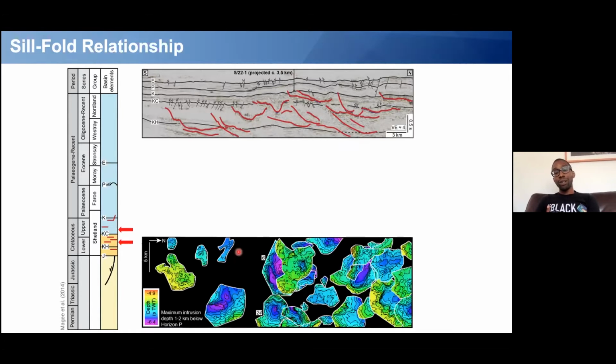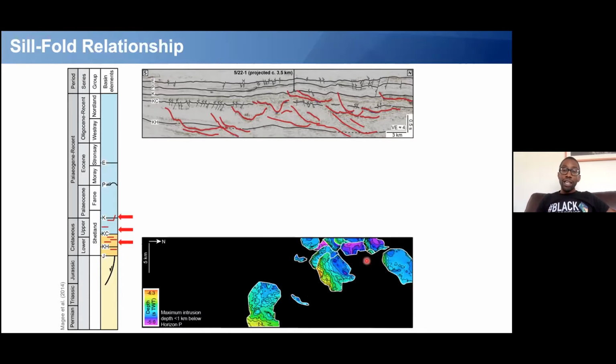This is now the sills between 1 and 2 kilometers beneath the Paleocene horizon. So these are the intermediate level sills. And again, you can see them all in the map at the bottom, but they're a bit more diffuse. And if we go and look at all the sills which were in place less than 1 kilometer beneath the Paleocene seabed, you can see here they're clustered in the north.